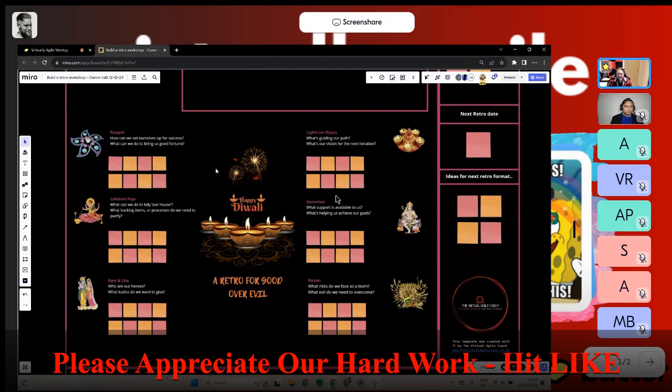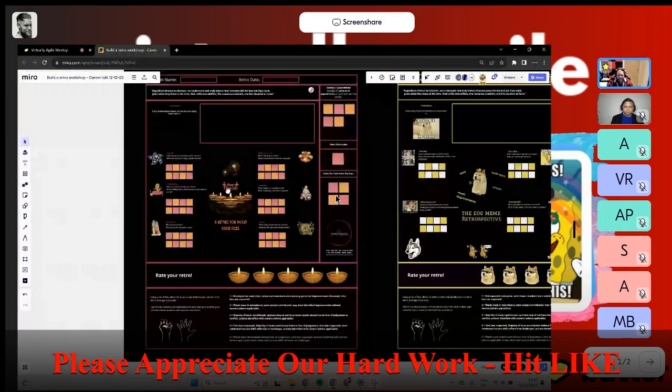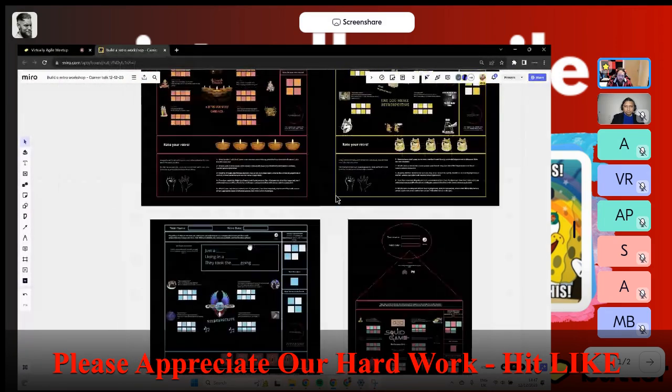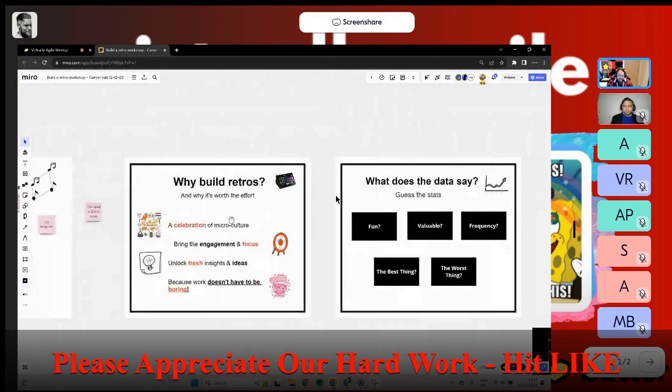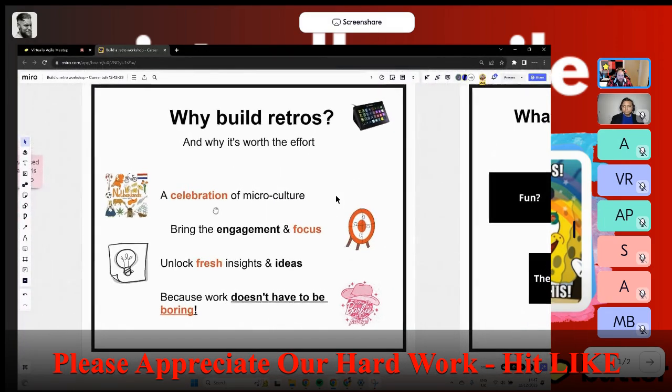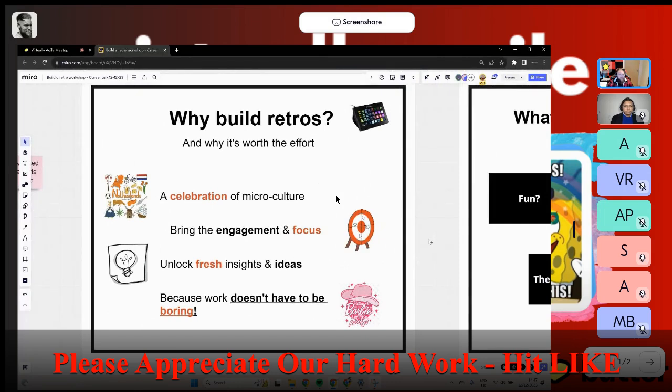So you can use themes like Diwali, like dog memes, like TV shows, like music as inspiration to help your team improve. And that celebrates their microculture, celebrates their passions. When we do that and we ask questions in different ways, rather than the standard start, stop, continue, and sad, mad, glad, which can be very repetitive, the consequence is fresh insights, new ideas, things that may not have been talked about if we didn't use these different themes.